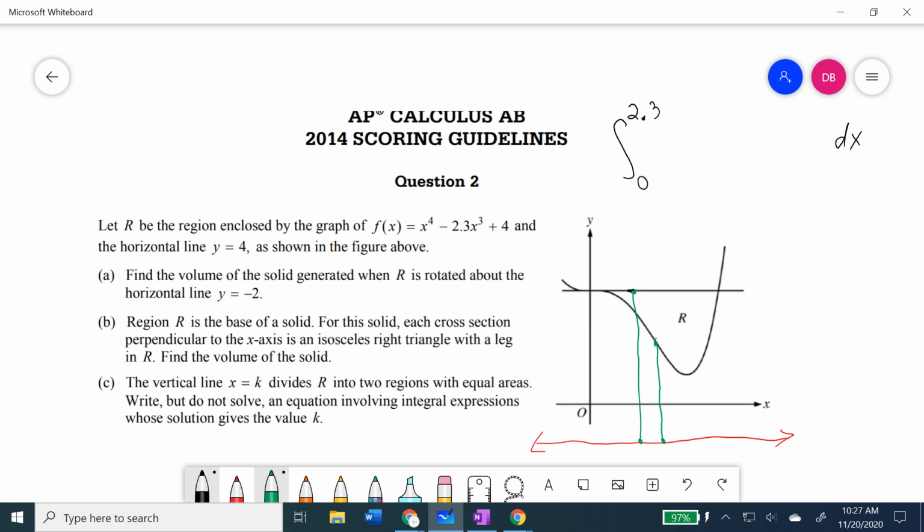Then we go into the geometry formula. For the geometry formula, it's pi r squared minus pi r squared. For the outer radius, the top y value is y equals 4. The bottom y value is the axis of rotation, y equals -2. For the inner radius, the top y value is the function f of x.